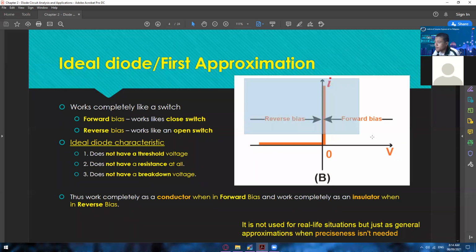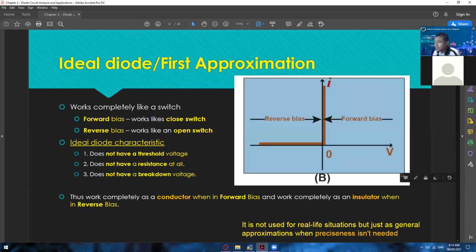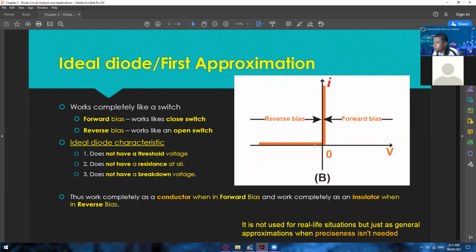So here's the graph for the ideal diode. If you apply a voltage, of course you have an increase of current. On the left side we have the reverse bias, wherein we have the negative voltage, and on the right side we have the positive voltage. It works completely as an insulator in reverse bias, and it works as a conductor in forward bias.